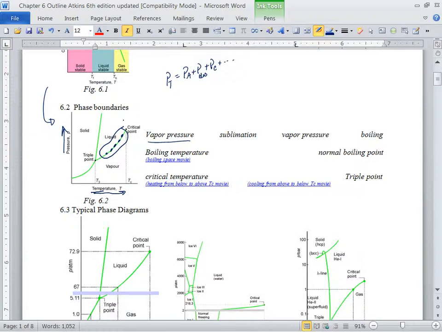So that's the thinking there. Whether I had a droplet of water or a whole bulk of water, it doesn't matter. The vapor pressure has to reach the external pressure, and that's when things boil.